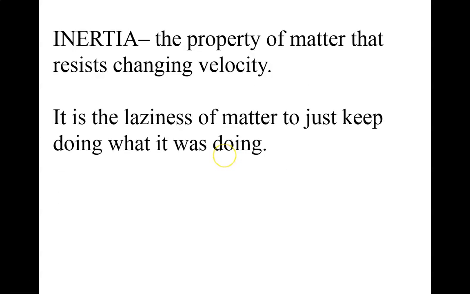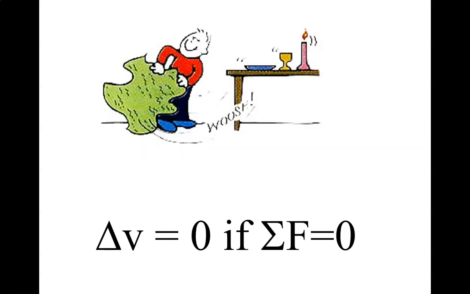So the property of matter that we say imbues it with this tendency to keep doing whatever it was doing is inertia. You can think of it as the laziness of matter. Okay, if something is stationary, it wants to stay stationary. If something is moving, it wants to keep moving. It doesn't want to change what it's doing. Newton's first law is often called the law of inertia, because it basically says what inertia does.